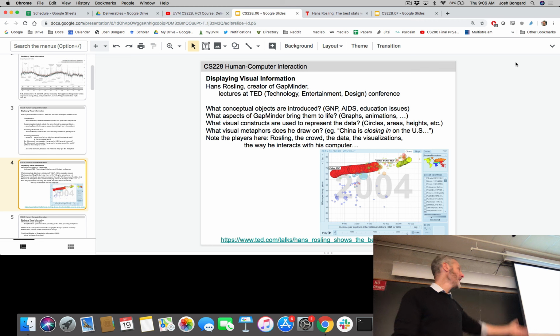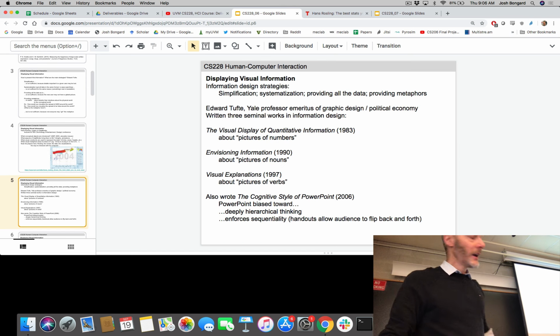Hypothesis generation. Hans made a hypothesis from this, a prediction about how things would play out between 2004 and 2015. Was he right? We can see. Okay, I'll leave that for you to think about. Let's move on. As I mentioned in this lecture, we're talking about visual design.